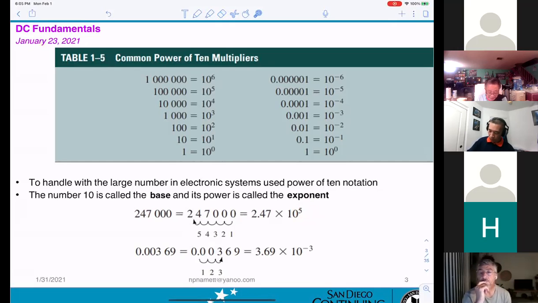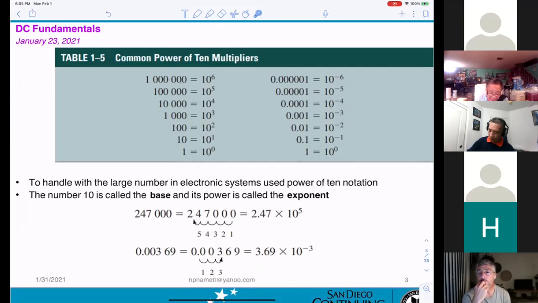And now you can see the number 0.00 here. They want power of 10. So you can see how many places: 1, 2, 3, 4, 5. Basically, you move to the right to get 3.69 right here. So you move 1, 2, 3. That's 10 to the minus 3.